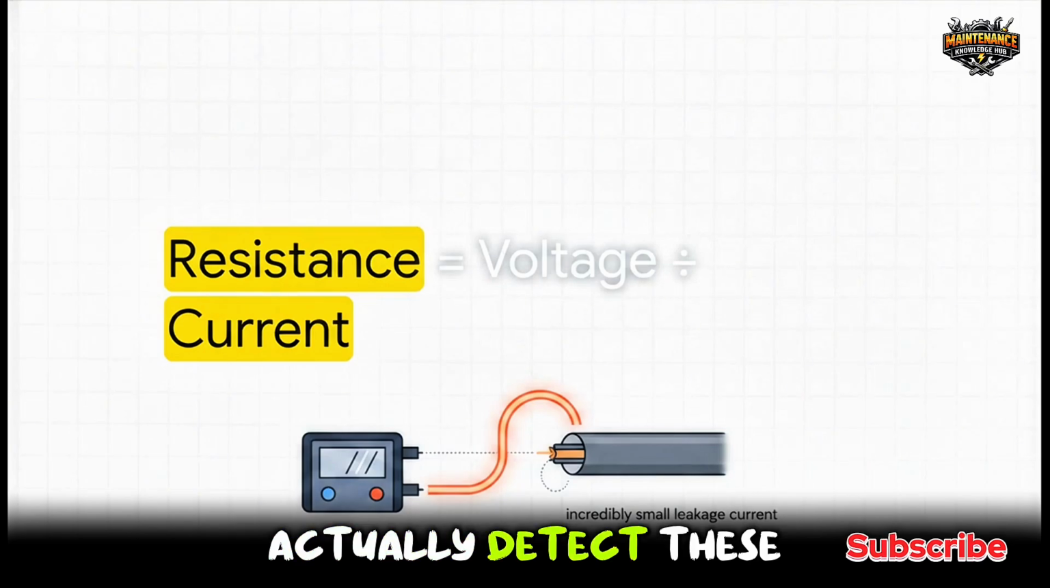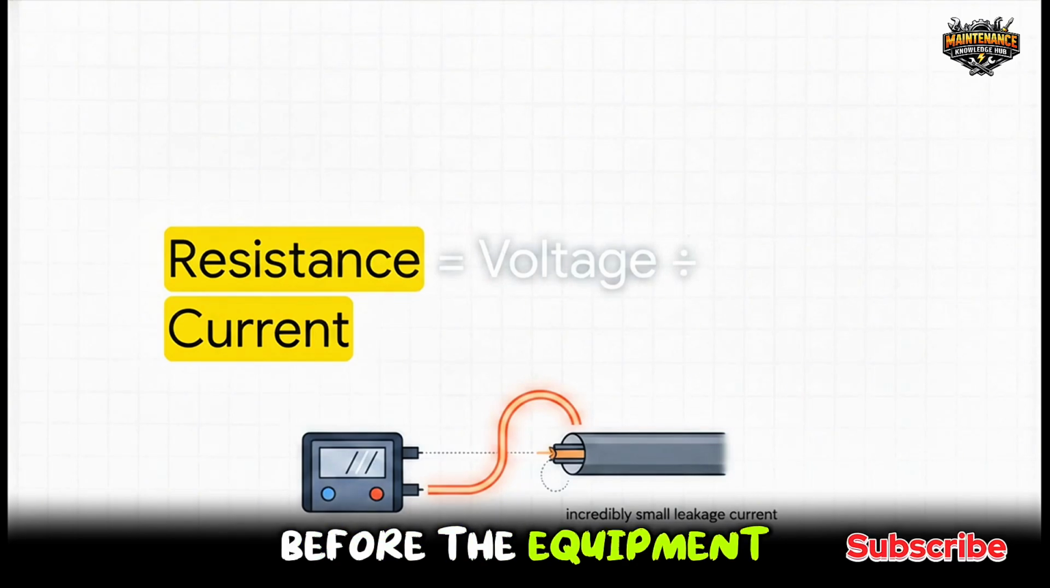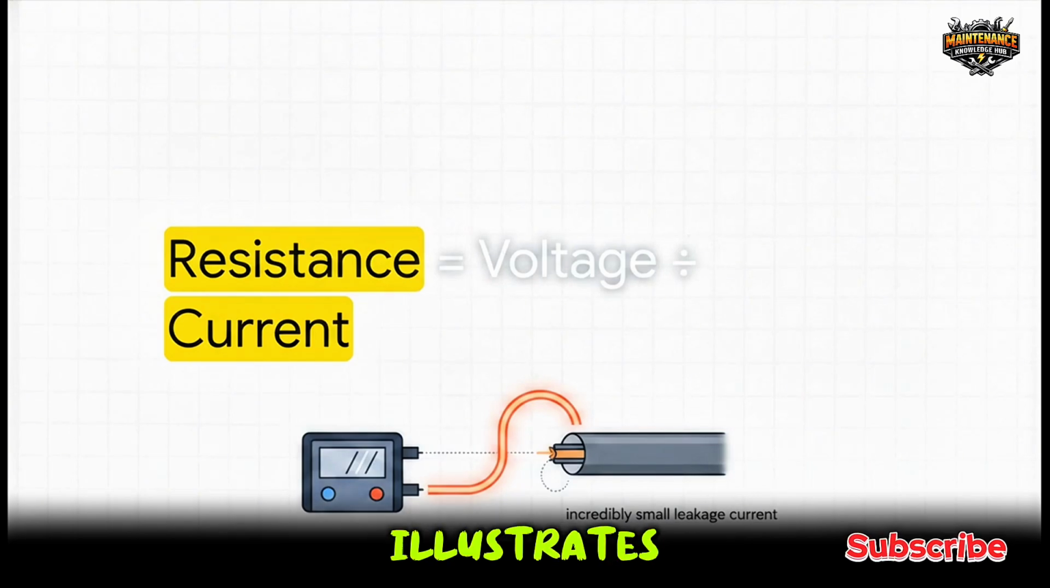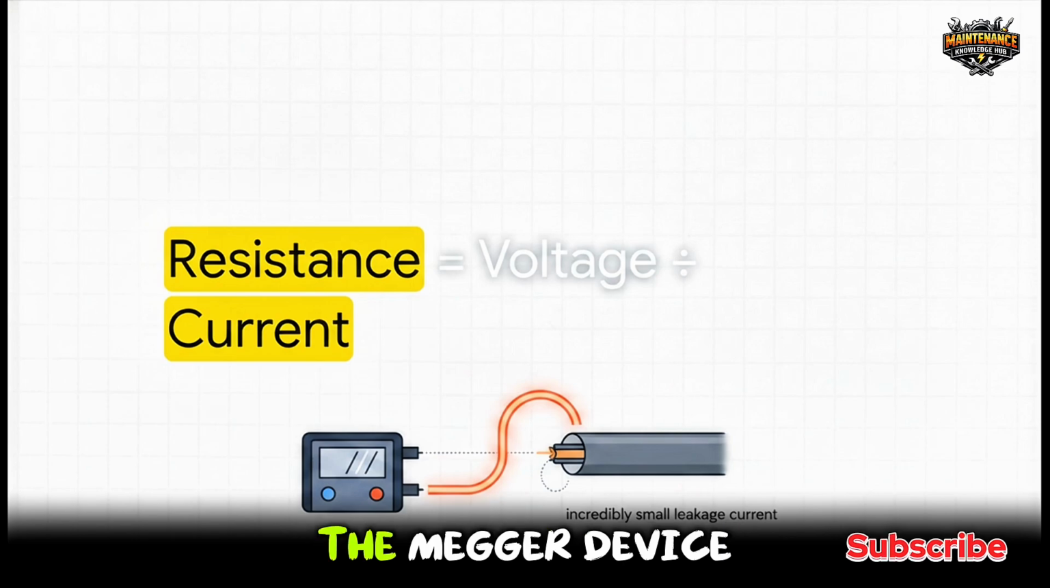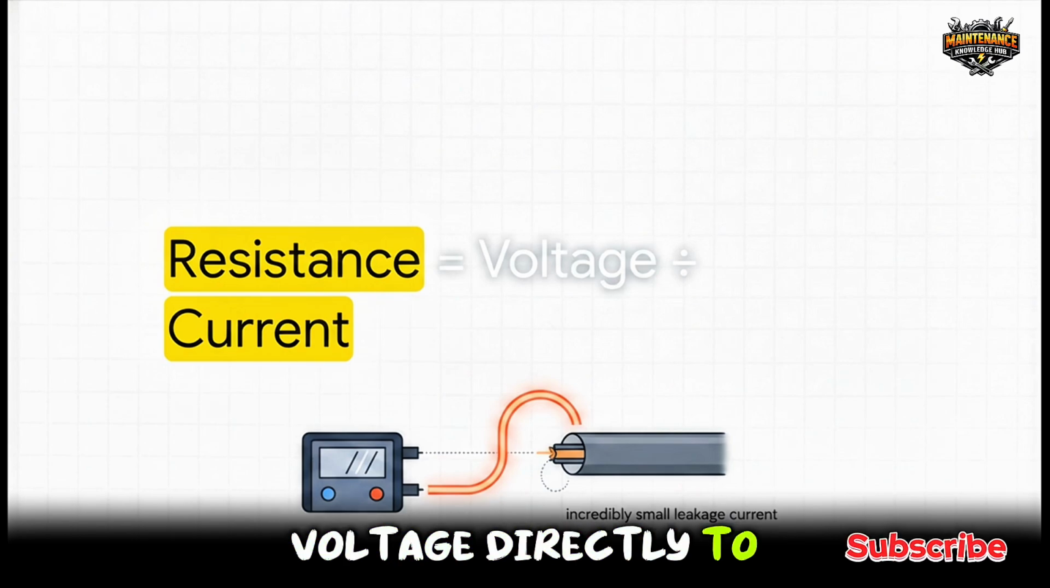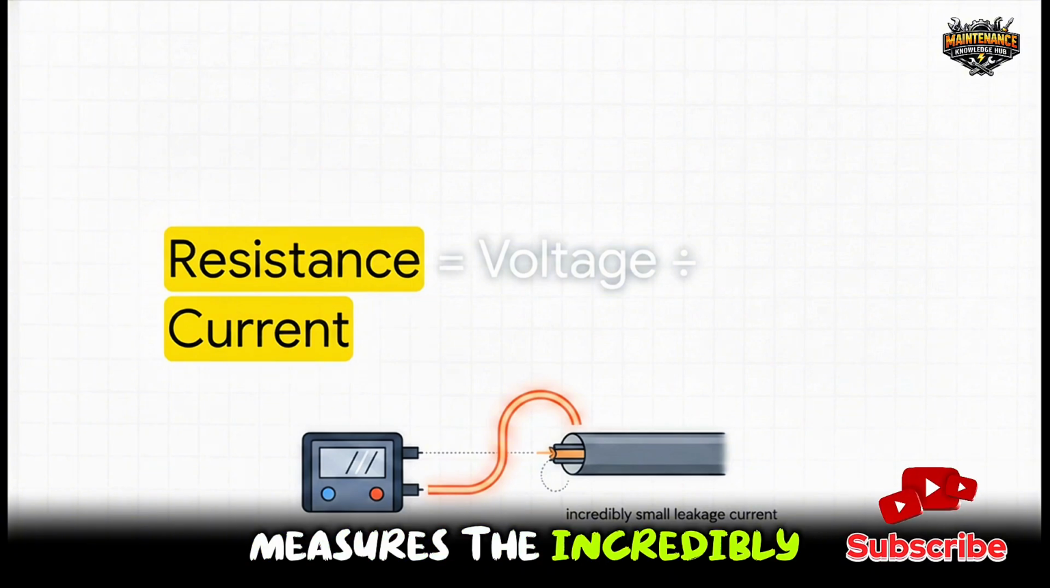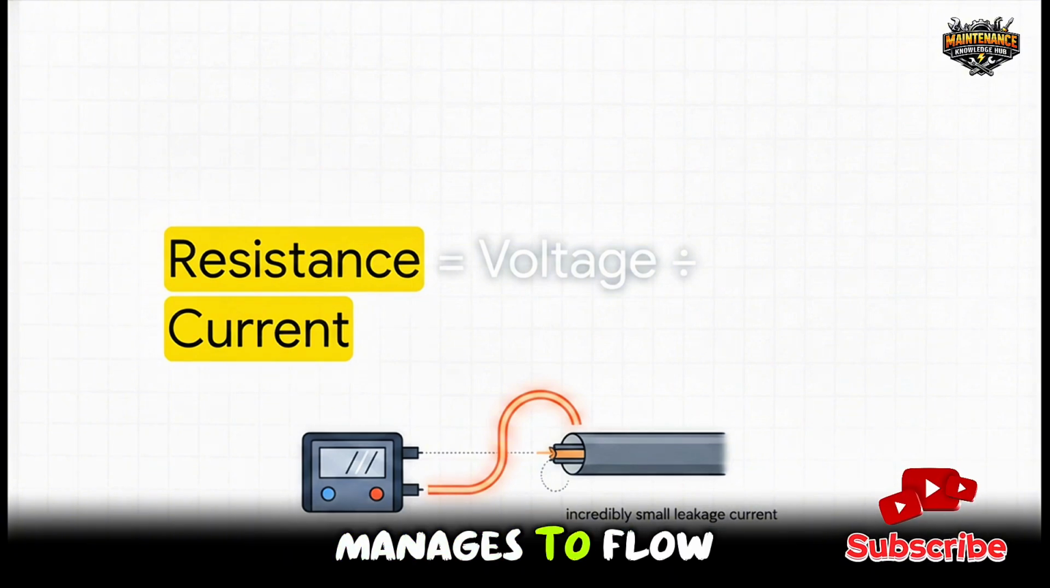So how do we actually detect these invisible threats before the equipment catches fire? And this brilliantly illustrates the science behind the tool. Good old Ohm's law. Resistance equals voltage divided by current. The Megger device works by applying a highly controlled, high DC test voltage directly to the insulation, and then it measures the incredibly small leakage current that actually manages to flow through it.